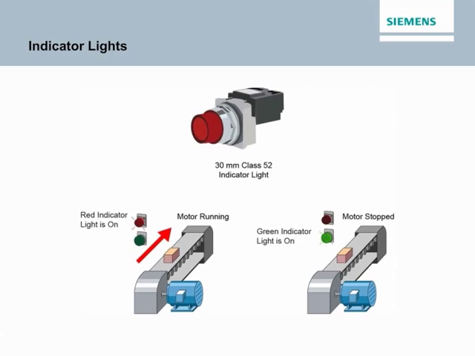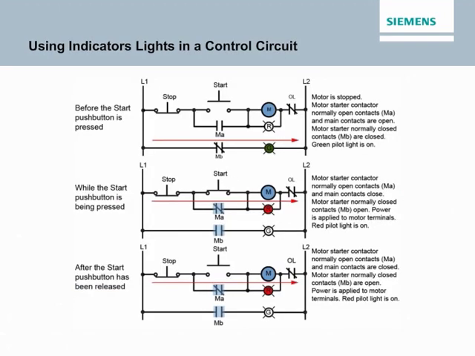Indicator lights, often referred to as pilot lights, provide a visual indication of a circuit's operating condition. An indicator light may be wired to turn on for any predetermined condition. Indicator lights are available in a variety of lens colors to allow for quick visual indication of machine or process status. For example, Siemens indicator lights are typically available with a red, green, amber, blue, white, or clear lens. The accompanying graphic provides a simple example of how indicator lights can be used in a control circuit.